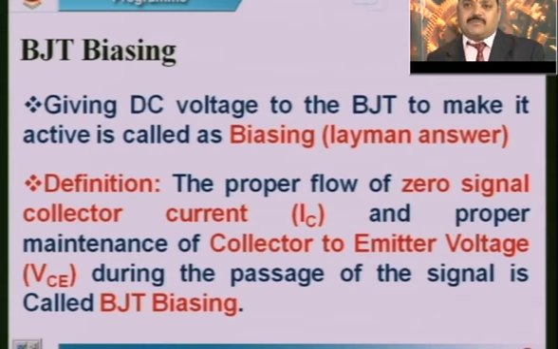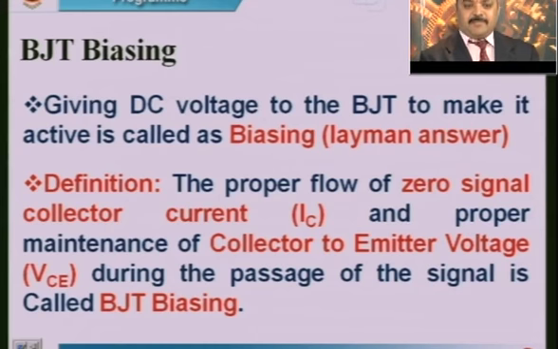Therefore, we must properly maintain IC and VCE before applying the weak signal which is to be strengthened in the amplifier application. So the proper definition will be: proper maintenance of zero signal collector current and proper maintenance of collector to emitter voltage during the passage of the weak signal which is to be amplified is called biasing. Let us move to the next slide.